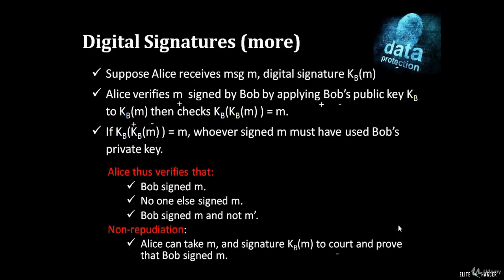The process states that the verification is done by applying the public key of the owner, and in the previous example, Alice verifies that only Bob signed the message M. For proving the same, she can take the message M and signature KBM to court and prove that Bob was the one who signed the message or data.